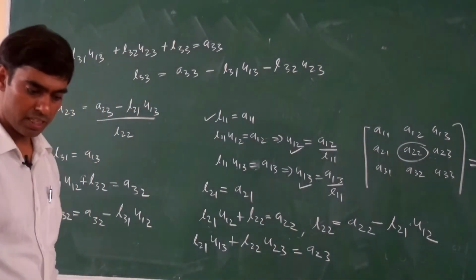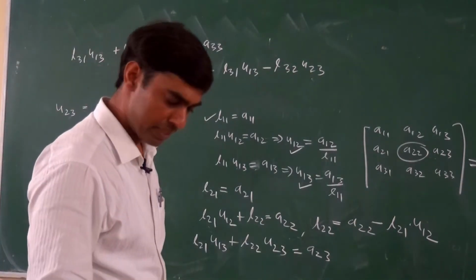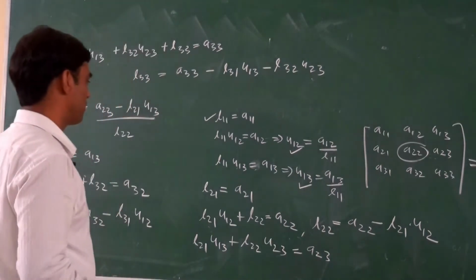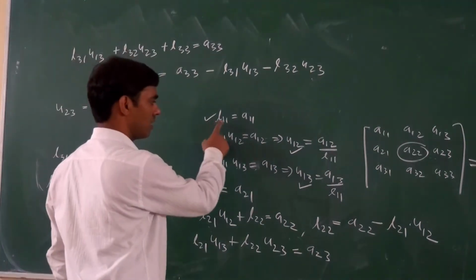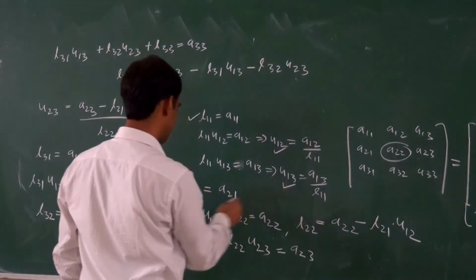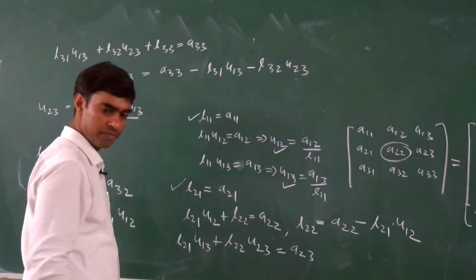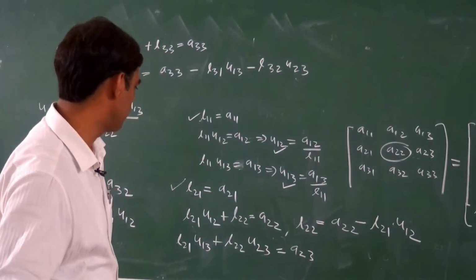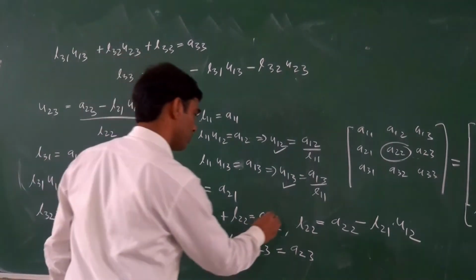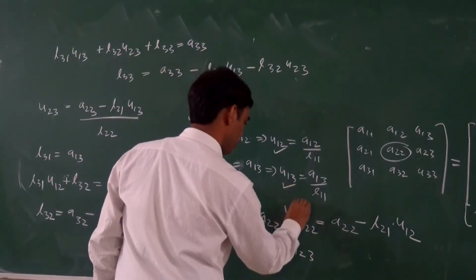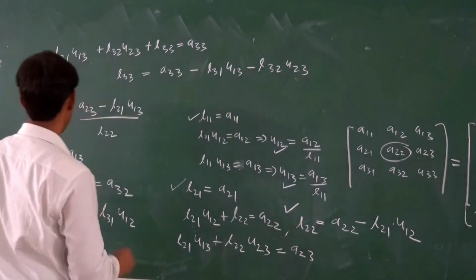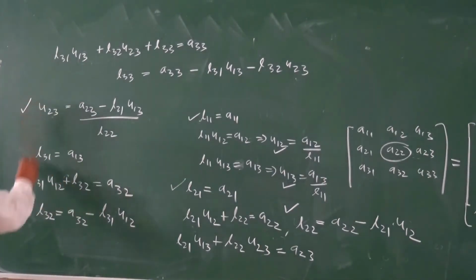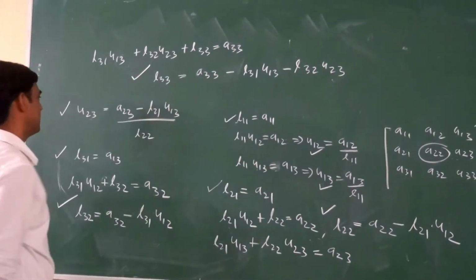So these are the expressions, and with the help of these expressions we find the values of L11, U12, U13, L21, L22. Then we find the value of U23, we find the value of L31, we find the value of L32, and we find the value of L33.